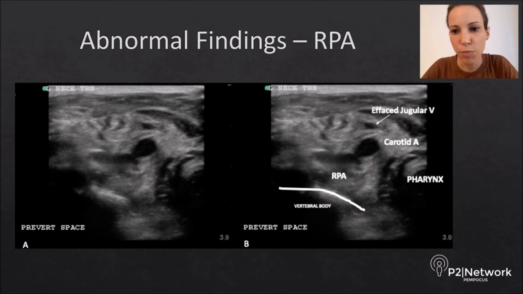Here's another one. This POCUS shows a less common finding with a circular heterogeneous collection with an effaced IJ that you can see up here. Although less common, effacement of the vessels can be seen with significant inflammation. So again, here's this abnormality that you see anterior to the vertebral body and the carotid artery.